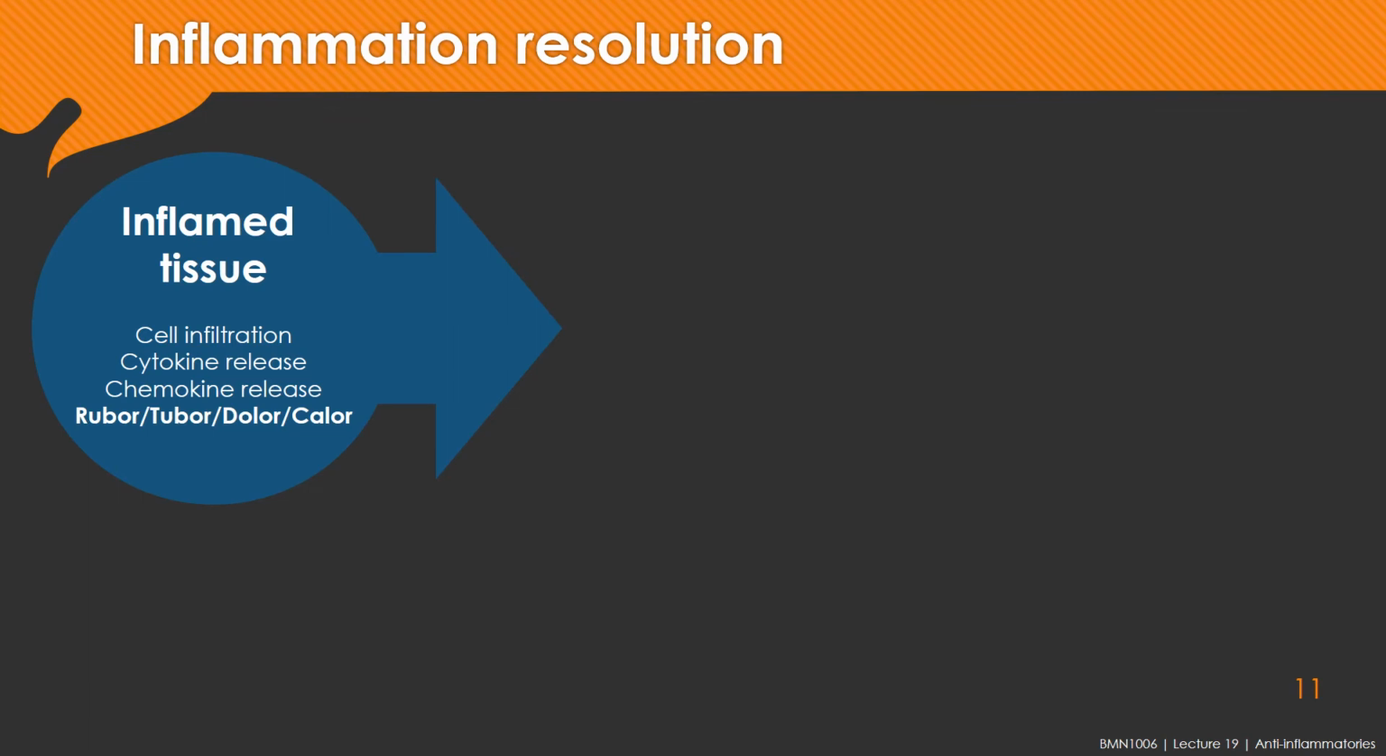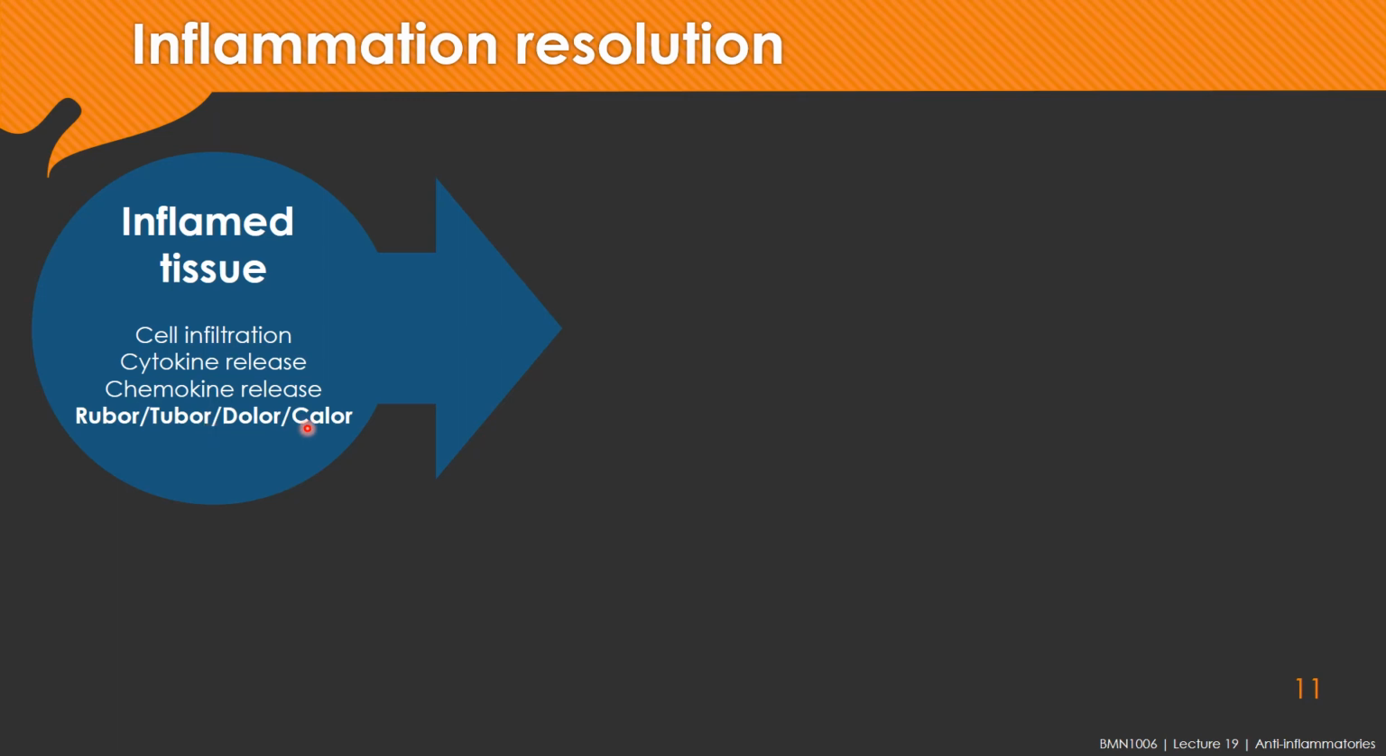And next, let's talk about how we resolve inflammation. When you have an inflamed tissue, you will get more white blood cell infiltration due to increased permeability of your capillary membrane. And you also get the release of more cytokines and chemokines that we have discussed just now. As a result, you will get all these classic symptoms of inflammation, which are rubor, tumor, dolor, and calor.